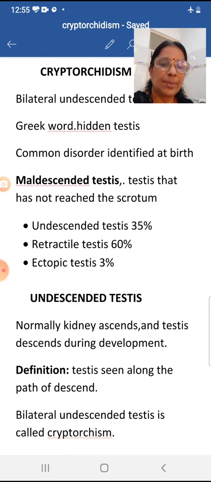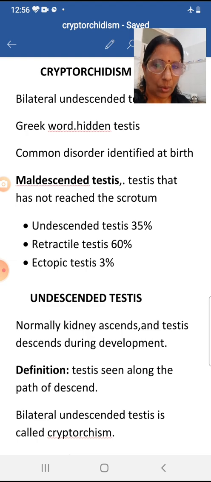What are the differences between the undescended testis, retractile and ectopic testis? Undescended testis means the testis developed in the loin region and it descends down to reach the scrotum. So the pathway is from the abdomen, it reaches the internal ring, then through the inguinal canal it reaches the external ring, and from there to the root of the scrotum. At any place this descent can be arrested. In that case we will call it undescended testis.